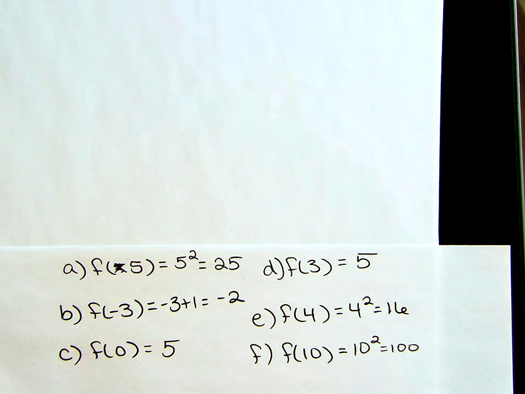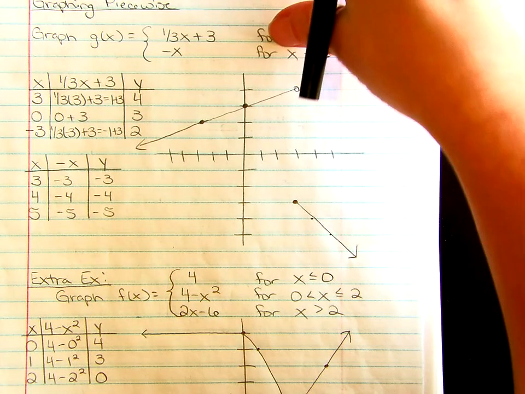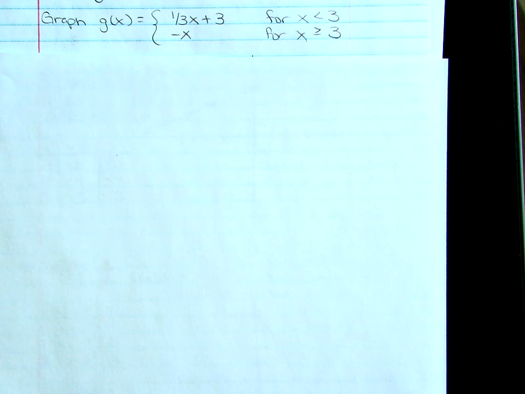There's not really any notes for graphing. We're just going to graph them. When you're graphing a piecewise, what you're doing is really you're graphing multiple graphs on the same Cartesian coordinate system. You're just graphing them on different sections of that graph. So it says graph g of x equals 1/3 x plus 3 for when x is less than 3. And we need to do negative x when x is greater than or equal to 3.